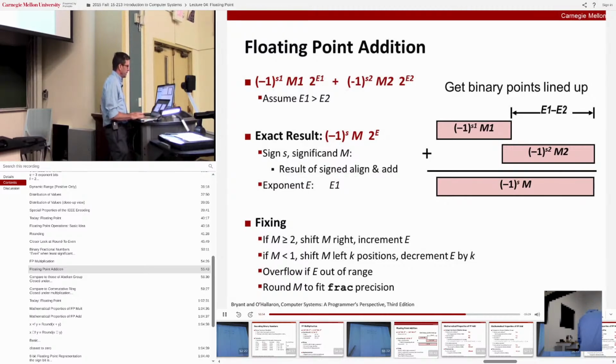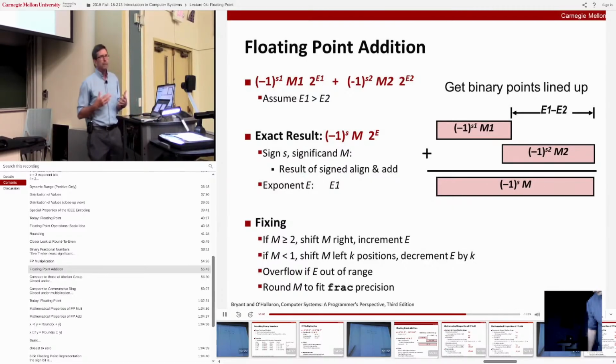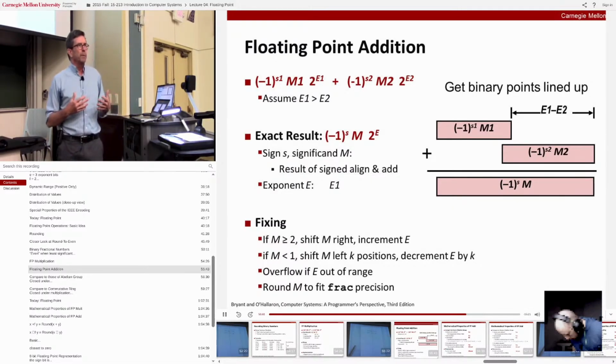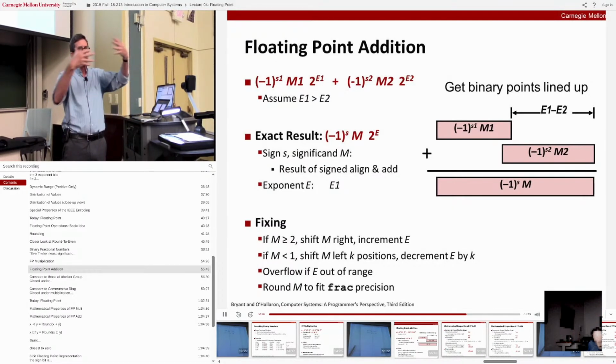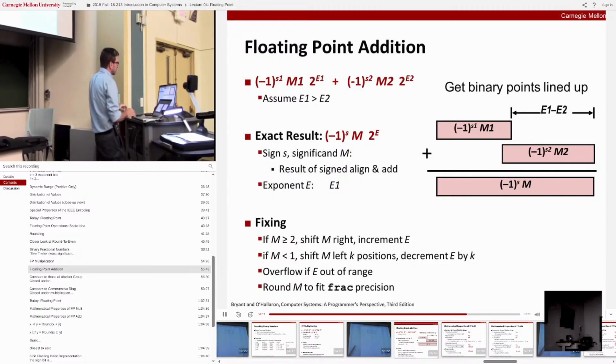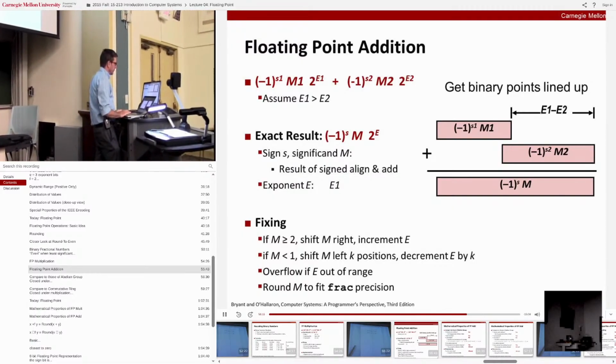Okay, addition. So suppose we're trying to add two floating point numbers. Conceptually, what you do is think of those numbers as fractional binary numbers. You want to line up the binary points, then do the addition, and then normalize the significand so that it's between 1 and 2.